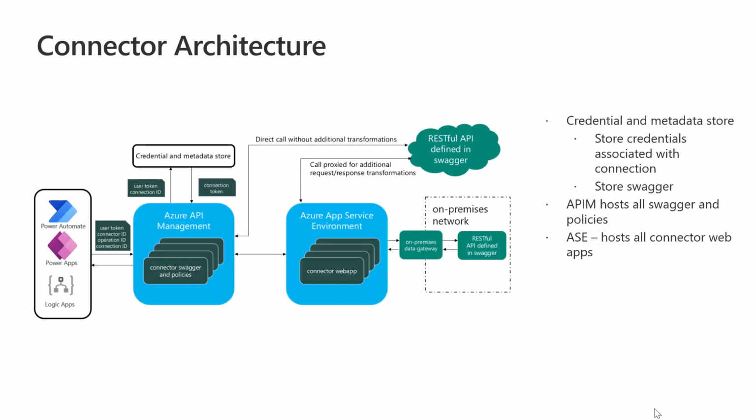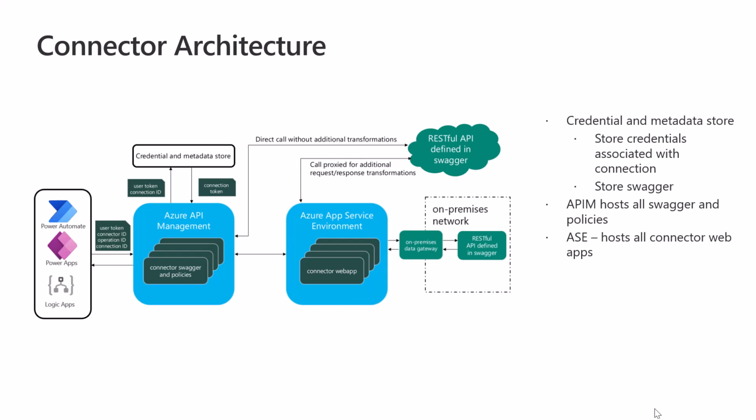Connector architecture. When a Power App or a Power Automate flow leverages a connector, it first sends the user token, the associated connector ID, the operation ID, and connection ID to the connector services. This is fronted by an Azure APIM instance. Using the data sent by the app or flow, the system then retrieves the credentials from the credential and the metadata store. In some cases, if the service is a straightforward REST API call, the endpoint is invoked using the details of the connector and the credentials retrieved.